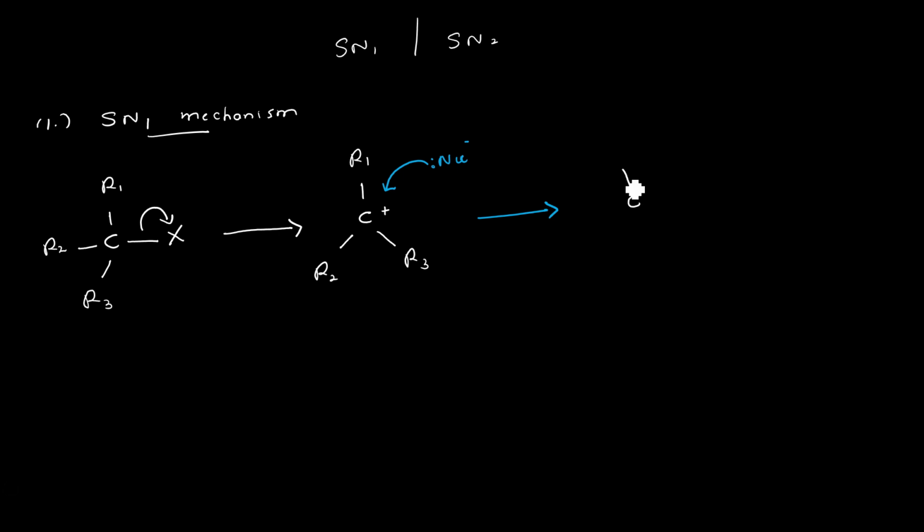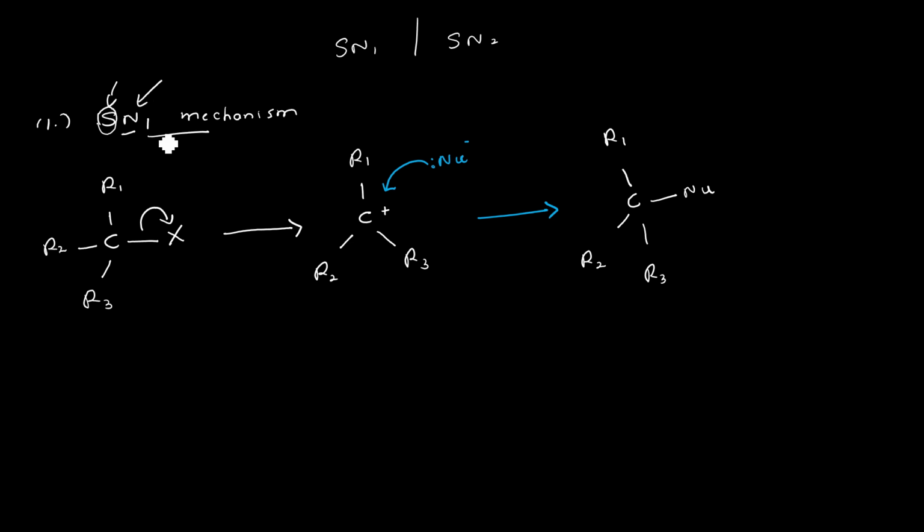So in the final product, you will have R1, R2, R3, and here you have the nucleophile. You can see this X group has been replaced by your nucleophile. This is a replacement, and that's why we call this substitution. Here S stands for substitution, and N stands for nucleophilic reaction.